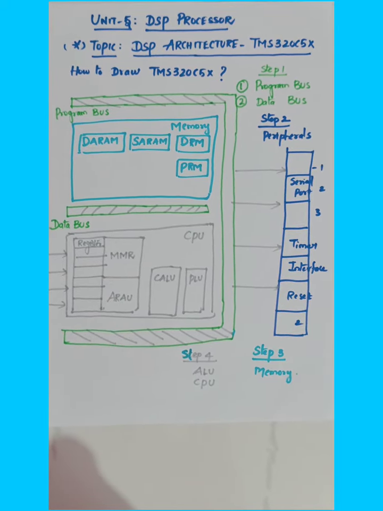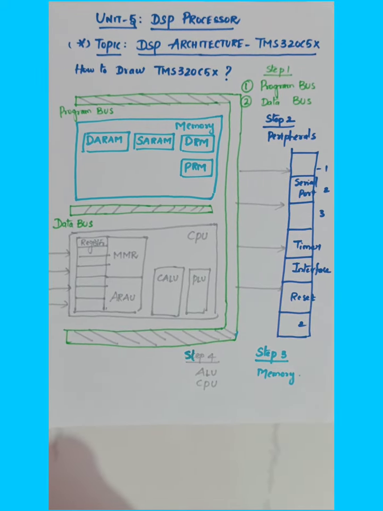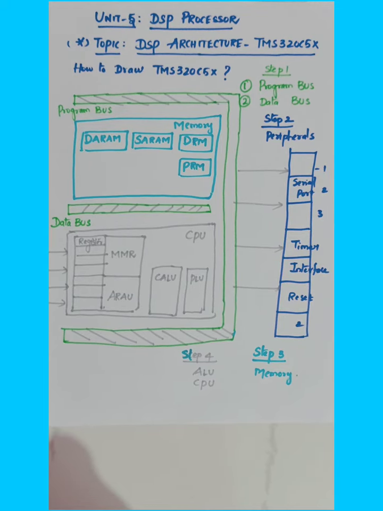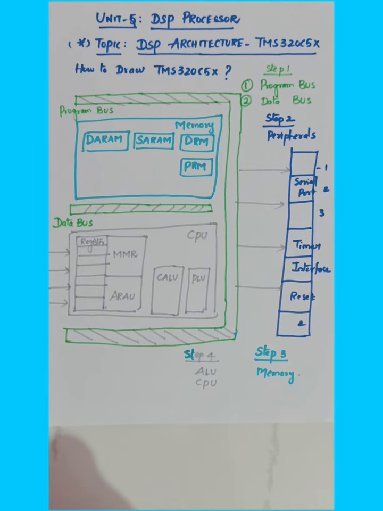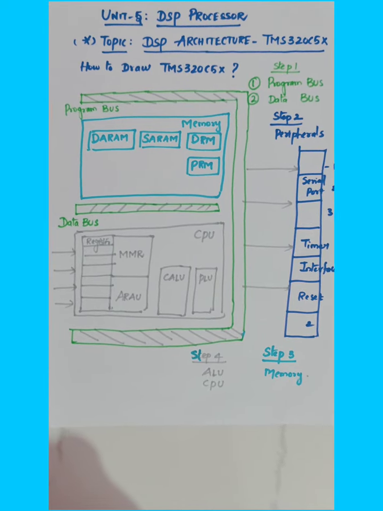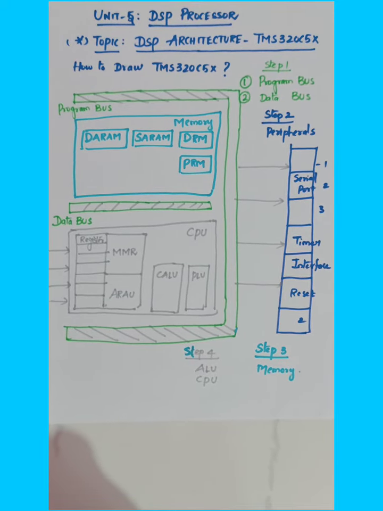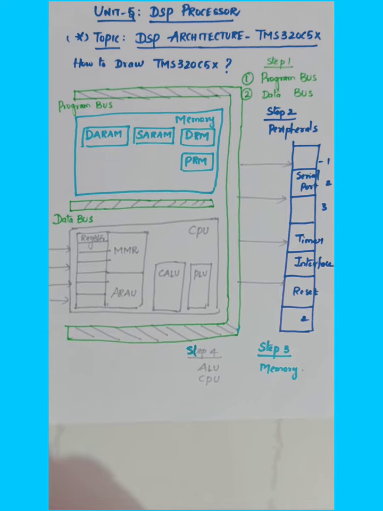A very important default question in Part B, Unit 5: explain in detail, or draw the block diagram or functional diagram of the DSP processor. How to draw this TMS320C5X architecture? Students ask, it looks big, how to draw it? It is categorized into 4 areas. I mentioned here step 1, step 2, step 3, step 4.